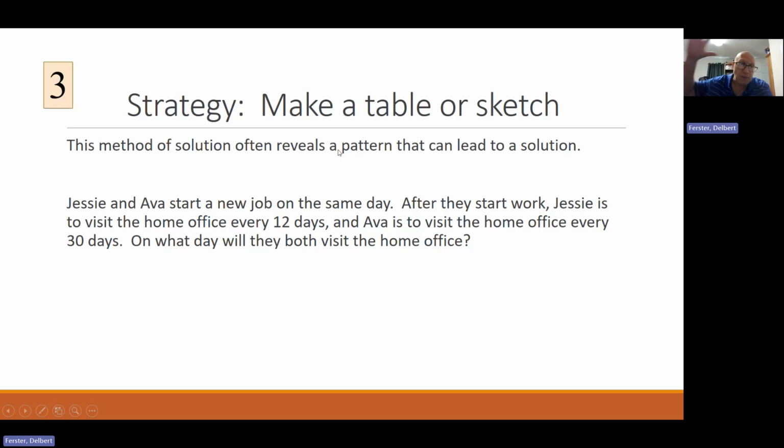We've got Jesse and Ava. They're starting a new job, same day. Jesse shows up to the home office every 12 days. Ava shows up every 30 days. And the question asks us, on what particular day will they both be in attendance at the home office?